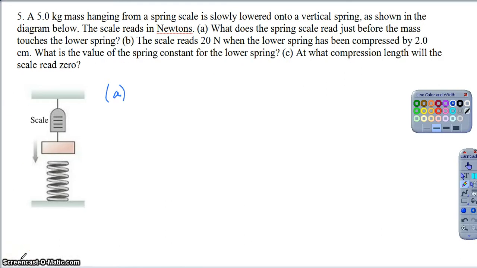So then question 5, probably the last question or so we'll get in on this first part. A 5 kilogram mass hanging from a spring scale is slowly lowered. The scale reads in newtons. What does the spring scale read just before the mass touches the spring?